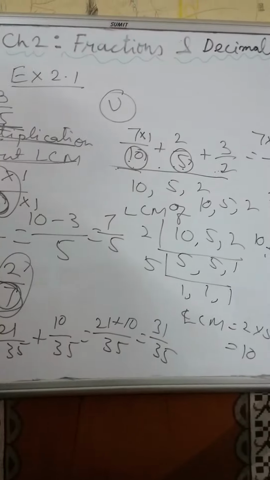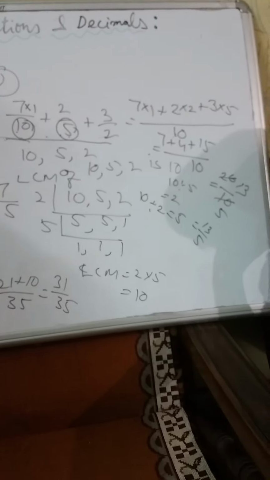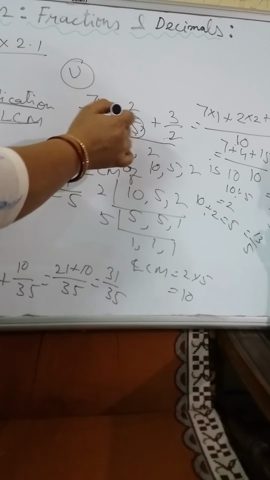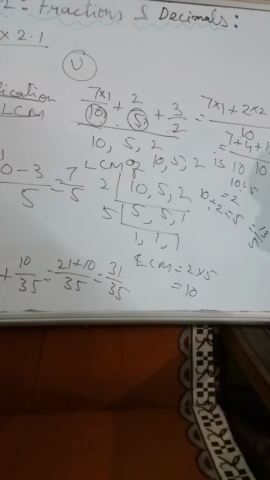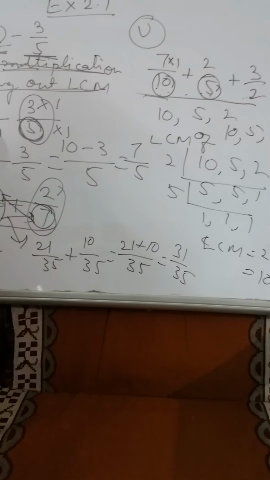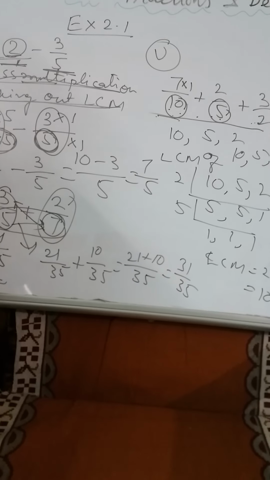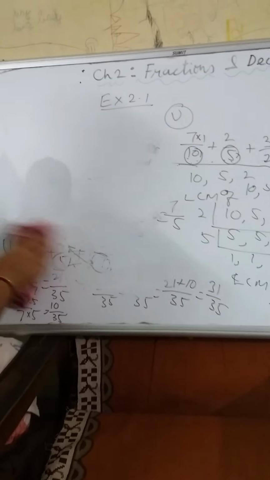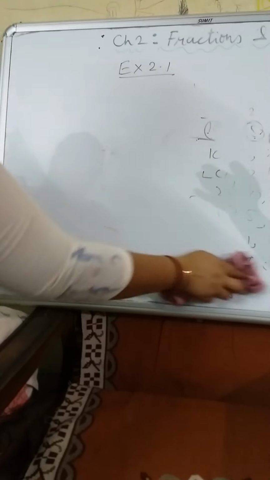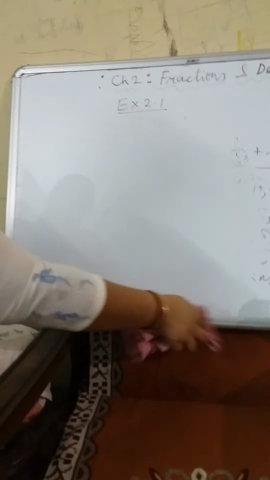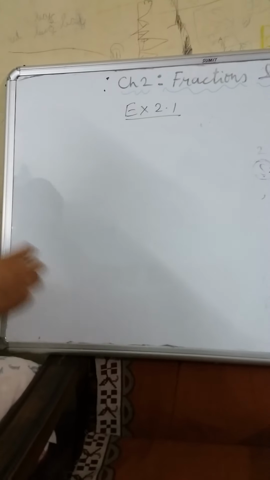Okay. So when you have to find out LCM, that LCM should be of the denominators of all the fractions. Okay. Next is question number 2. Arrange the following in descending order. Descending order means, you know, from bigger value to lower value.